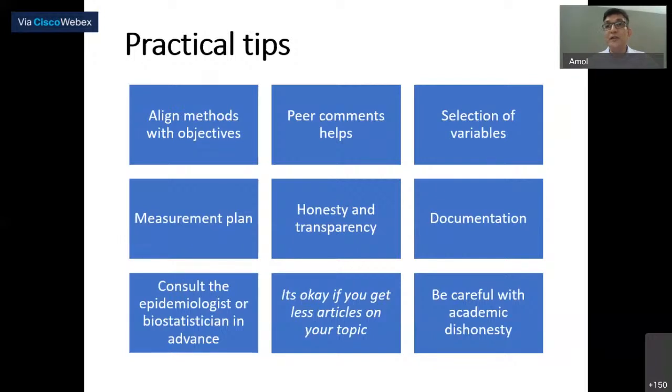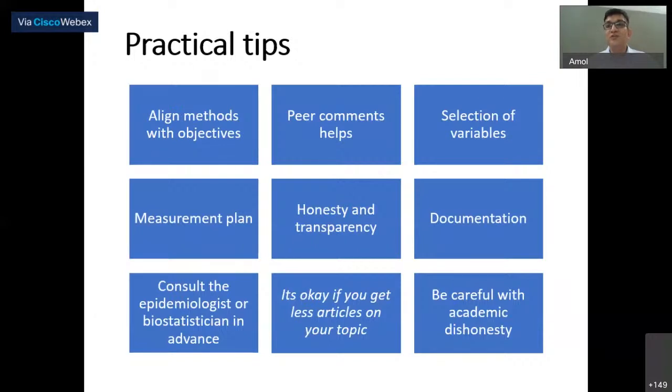There may be 2 reasons for it. One is that you have done really a bad literature search, or second, you are making a contribution to a very rarely studied topic. And the last thing, be careful with academic matters.